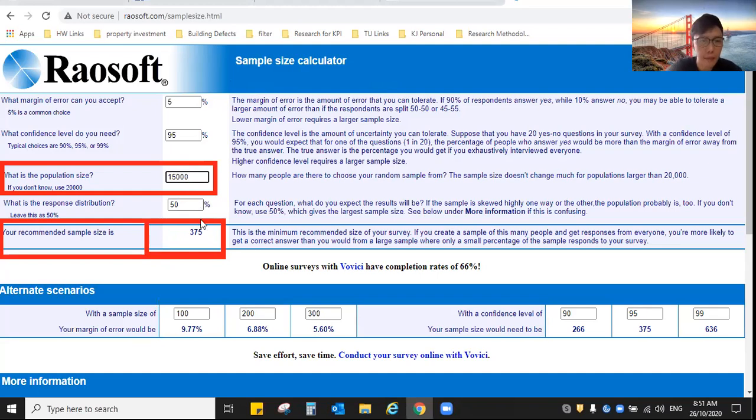Can you tell me what is the number here? Can you write it down on your piece of paper? I want you to copy on behalf of me, so later I will draw a graph for you. For a population of 15,000 Taylor's students, we need a sample size of 375.